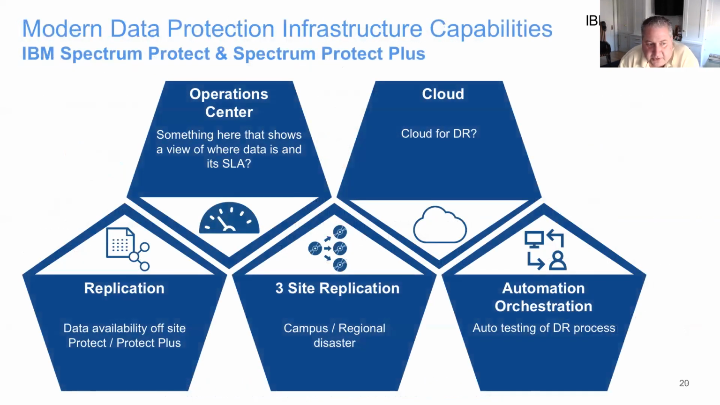So some tools that help you do that, right? On the Protect side, the replication. We've added 3-site replication, and the automation and orchestration from Protect Plus to help you do that automatically. The fact that we integrate with the cloud and you can replicate data to the cloud, both with Protect or Protect Plus, gives you the opportunity to use data in the cloud and offsite in case there is an actual disaster.